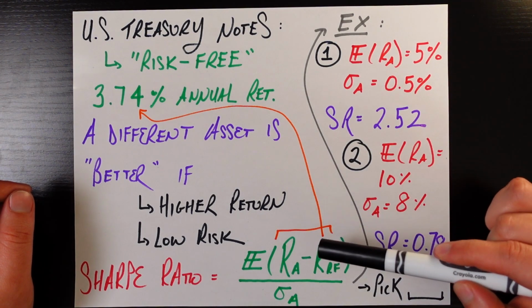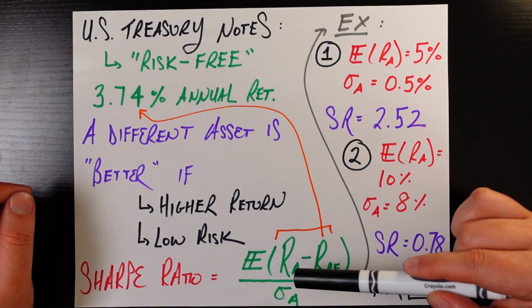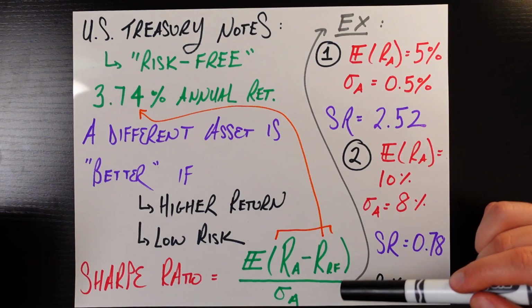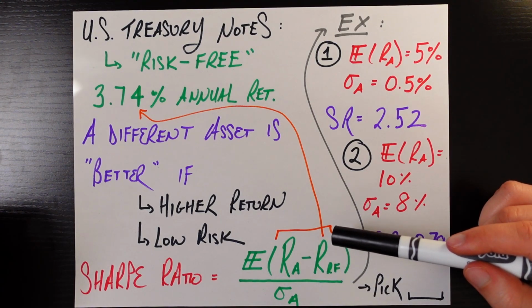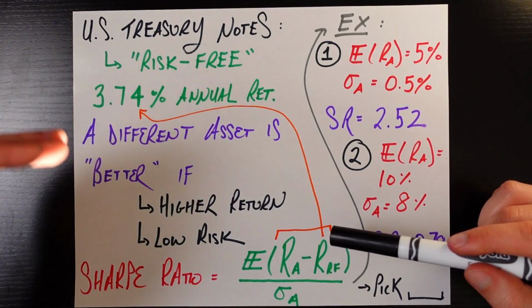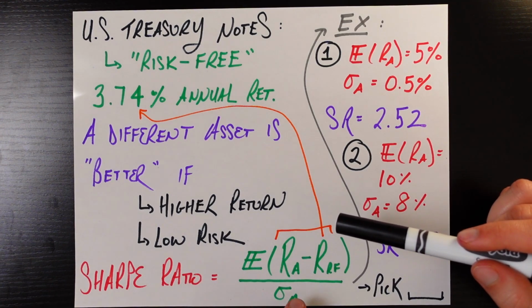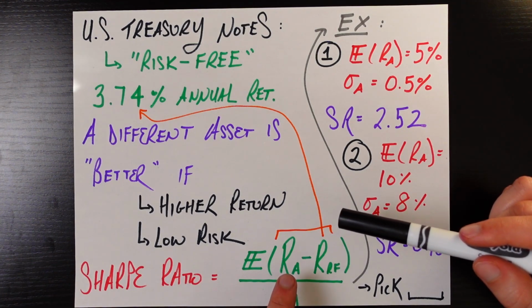Now talking about the denominator here, sigma sub A is the standard deviation of the additional return we would get from investing in this A versus this risk-free asset. Now, as we said before, we can think of this risk-free asset as basically having zero variance. It's risk-free. Therefore, we get away with writing just sigma sub A, which is just the volatility or standard deviation of the returns we're getting from this asset A.